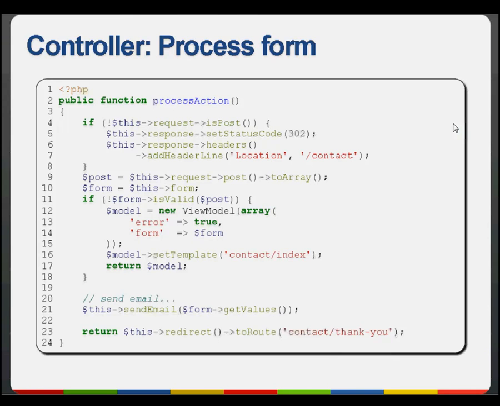Otherwise, we'll go and send the email. We'll grab the values out of the form, and we'll send an email. And after that, we'll redirect to the contact/thank-you page. When we say to route here, you'll notice that we're using contact/. The slash is going to separate the child routes. So contact was the base route, thank-you was the child route, and so we do contact/ to concatenate them. The router knows what to do with that and will create the appropriate URL string for us. So pretty easy here.